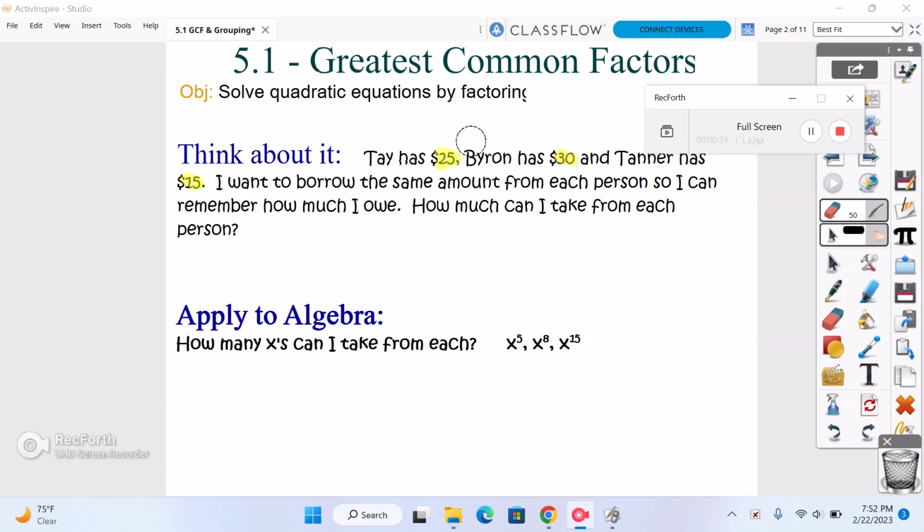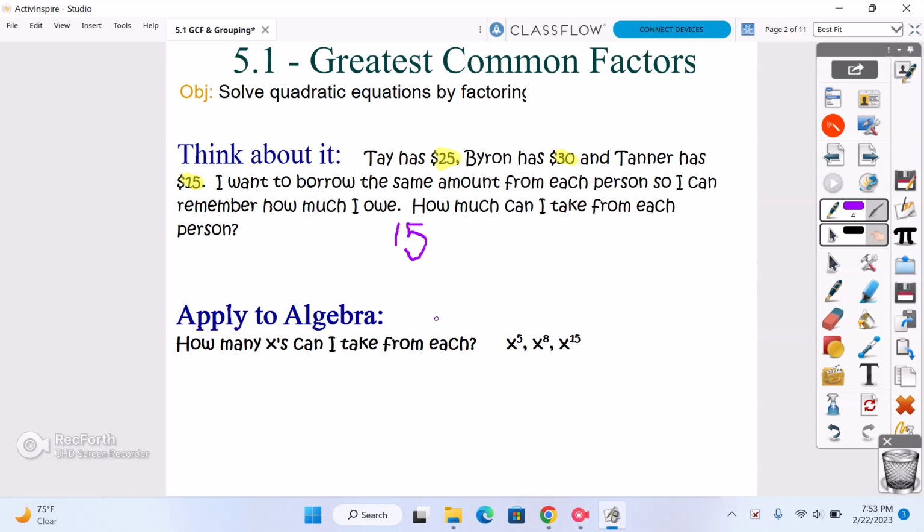So we have an example here. If someone named Tay has $25, Byron has $30, and Tanner has $15, and we want to borrow the same amount of money from each person, how much can you take from each person? So let's think about this. Between 25, 30, and 15, the greatest amount we can borrow from each person would be what the lowest amount is. And so our greatest common factor here would be 15.